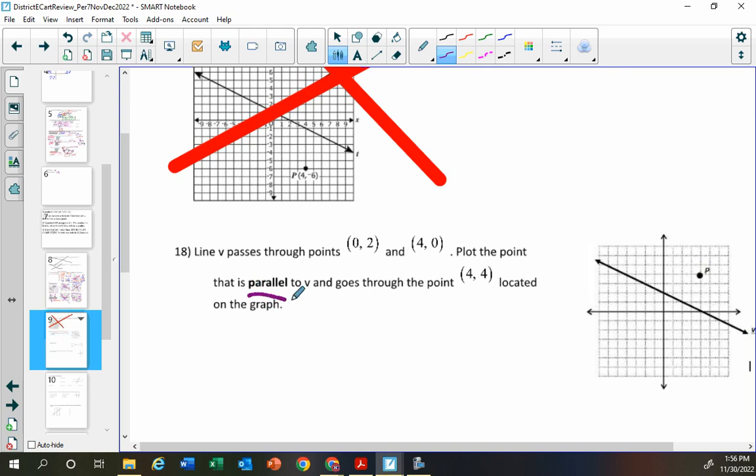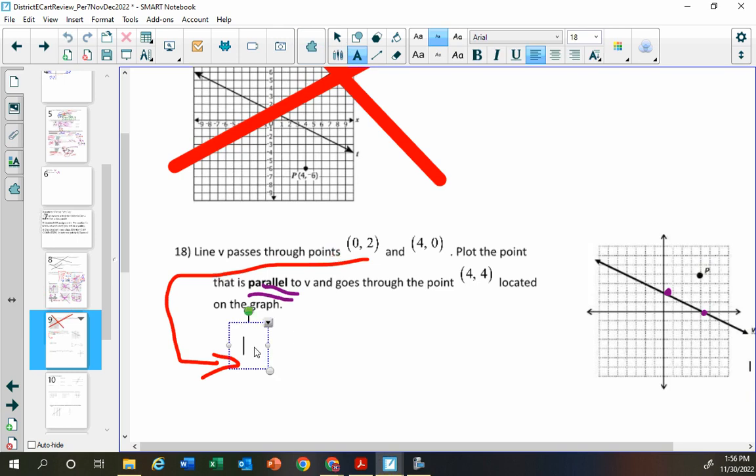Well, if it's parallel, what do we know about parallel? Same slope. So we need to figure out what's the slope of this line. Well, first off, what was the slope of the original line?